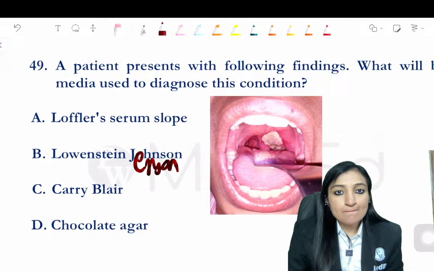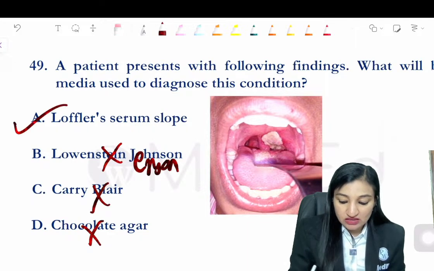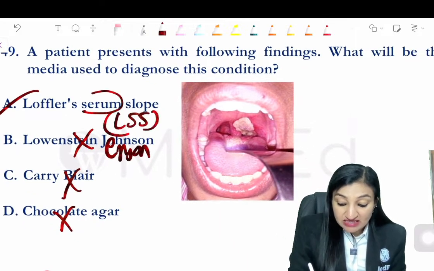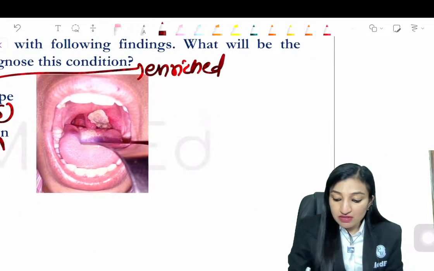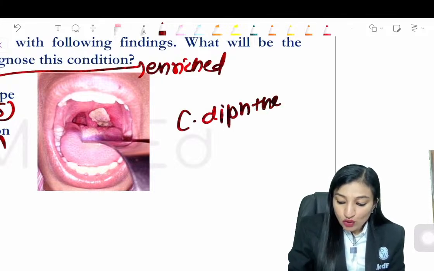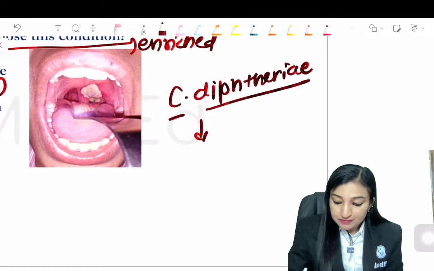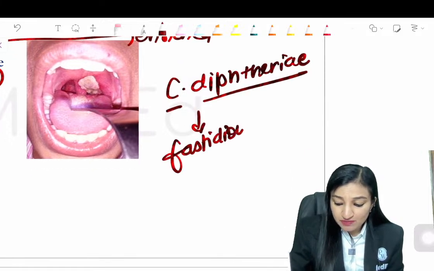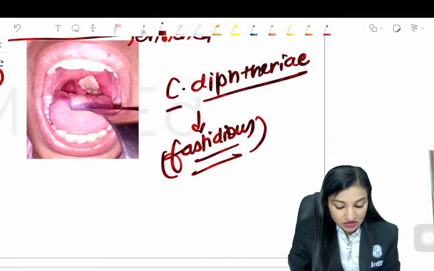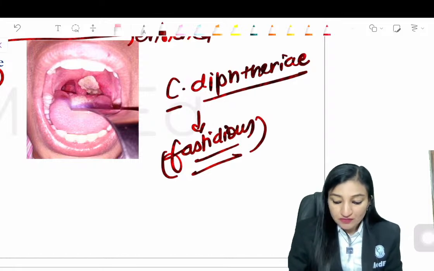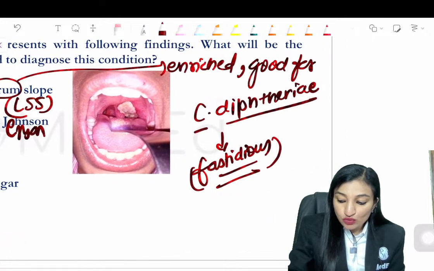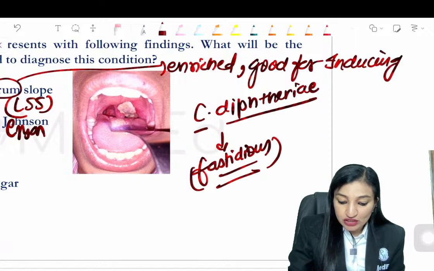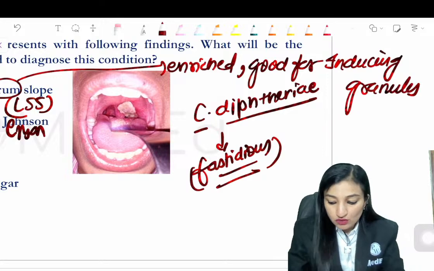Answer is not LJ medium, not Carrie Blair, neither chocolate agar. It is Loeffler serum slope, that is LSS. The name itself has got serum in it, so it is an enriched medium. And remember, Corynebacterium diphtheriae is a fussy fellow, a fastidious fellow. I explained this terminology yesterday, why I call these organisms fussy or fastidious. Loeffler serum slope is an enriched medium, and it is good for inducing granules.